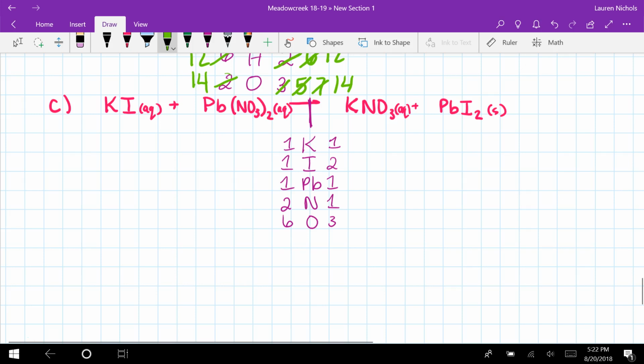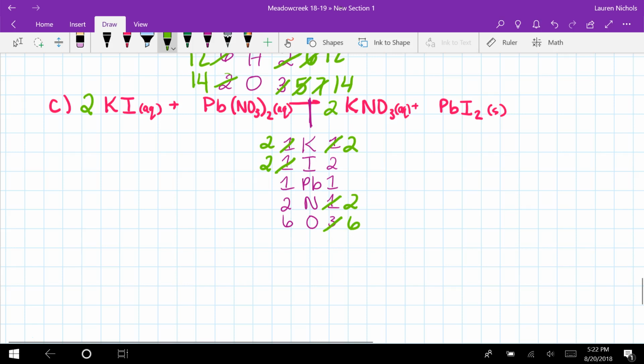So 2 iodines to 1 iodine. We'll put a 2 right here. 2 times my 1 iodine is 2. And then 2 times my 1 potassium is also 2. So let's go back to potassium, K. 2 on the left side, 1 on the right side. If I put a 2 here, 2 times 1 gives me 2. 2 times 1 nitrogen is also 2. And 2 times my 3 oxygens is 6.